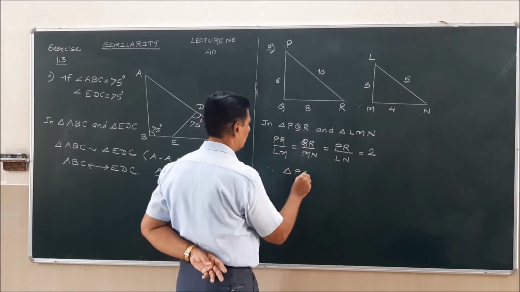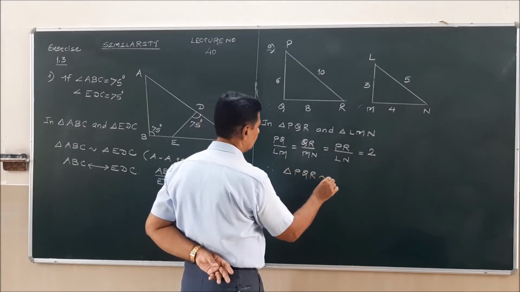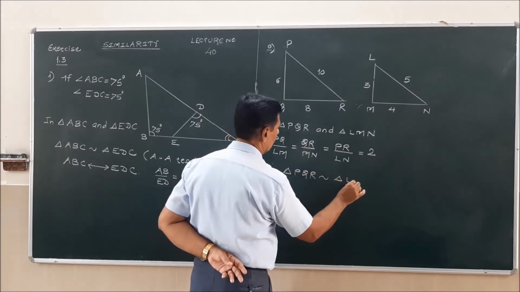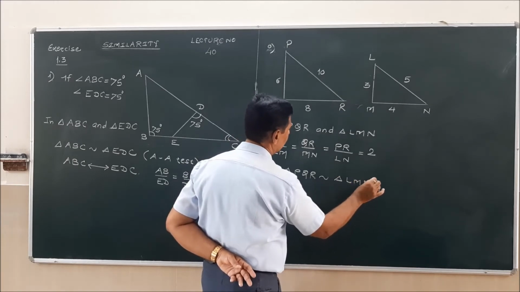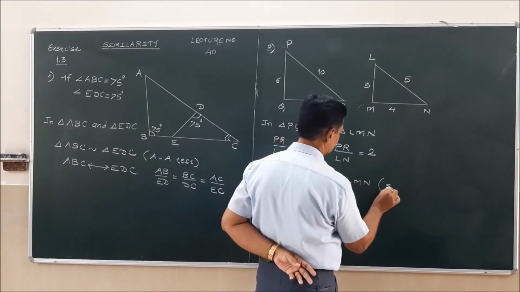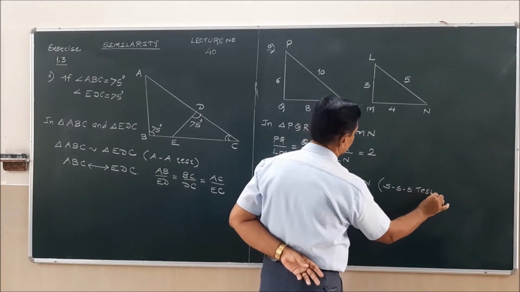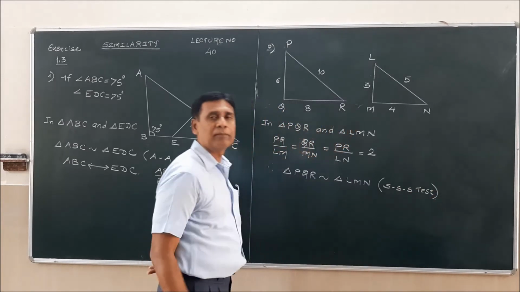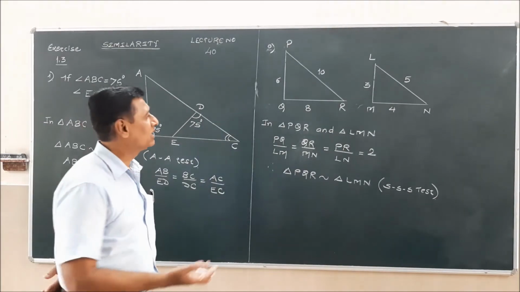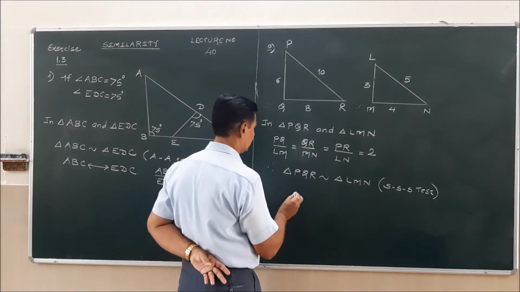Therefore, triangle PQR is similar to triangle LMN by which test? By SSS. They are similar by SSS. At once the triangles become similar. Very important.